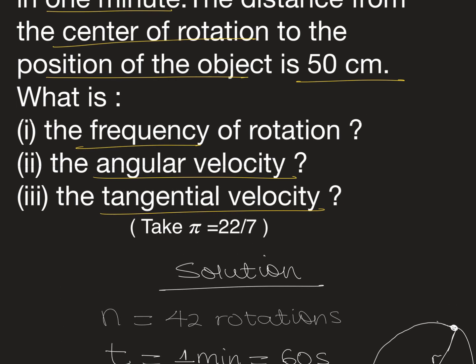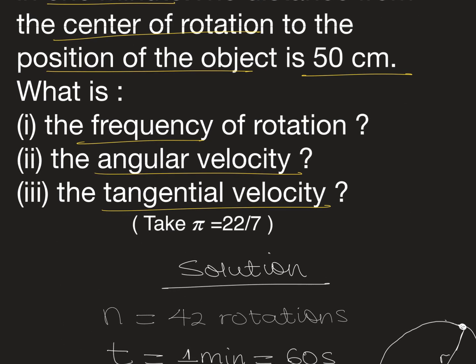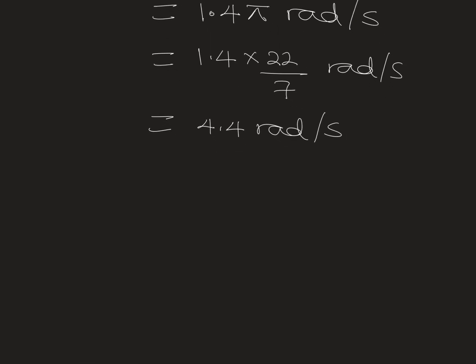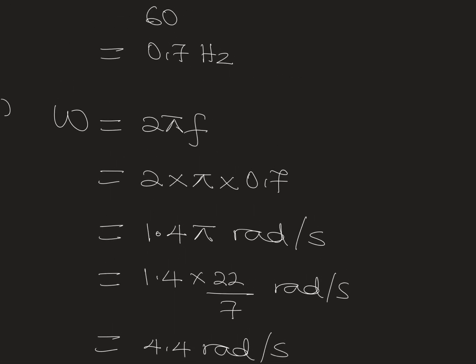The third question asks us to find the tangential velocity. That is the same as the linear velocity. Question 3. To find the linear velocity, we use v is equal to omega r. So what is the angular velocity? It is 4.4, multiplied by the radius, 0.5.